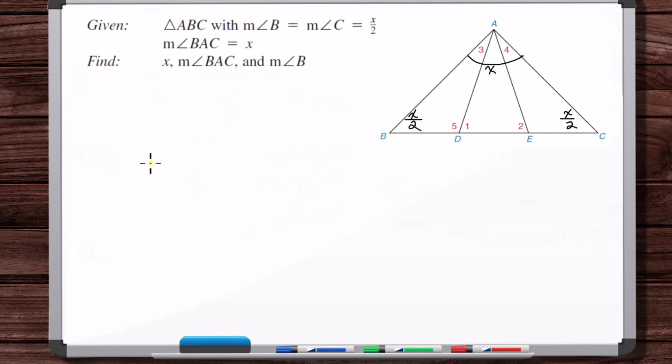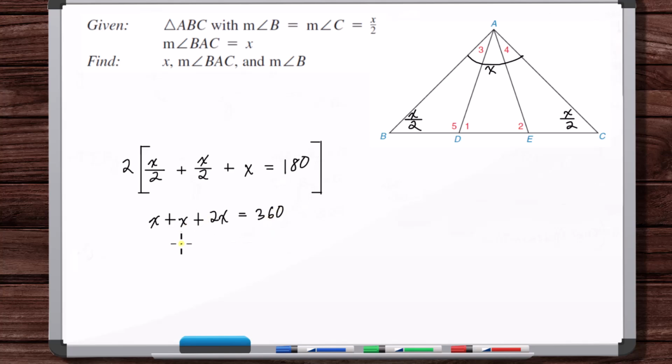We can say that x divided by 2 plus x divided by 2 plus x is equal to 180. So we've got one equation, one unknown here. Let's multiply this entire equation by 2. So we're left with x plus 2x is equal to 360. So x plus 2x is 4x. Okay, that means that x is going to be equal to 90 degrees. So this is a right angle.